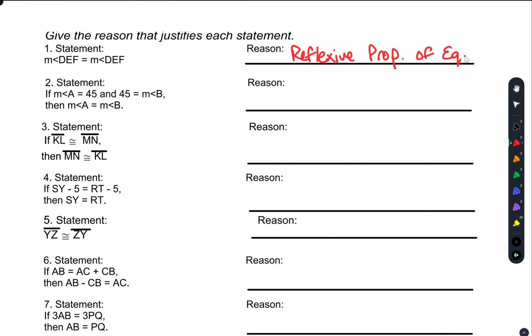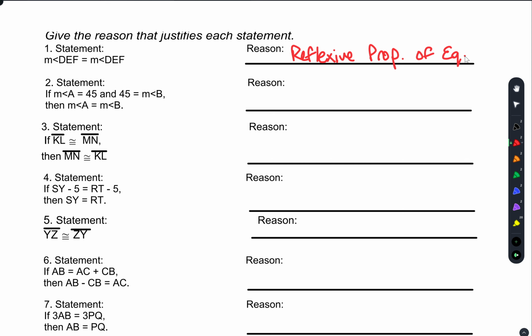Number 2, maybe a trickier one. The measure of angle A equals 45. 45 equals the measure of angle B. Then the measure of angle A equals the measure of angle B. Think about how many different parts I have here. I have angle B, I have angle A, I have 45. Anyone want to give it a go? Leah? Best guess? Symmetric property. Not symmetric. Somebody else want to give it a guess?